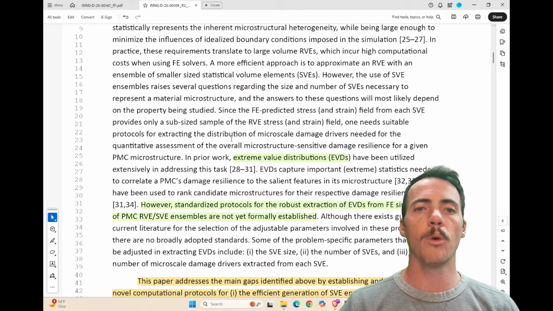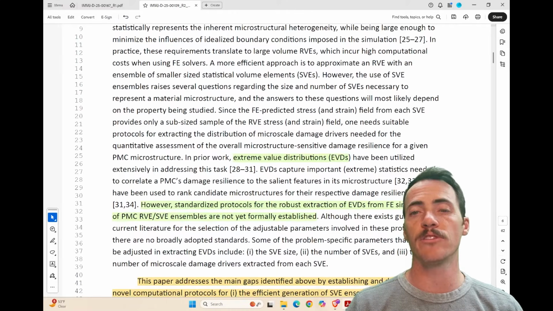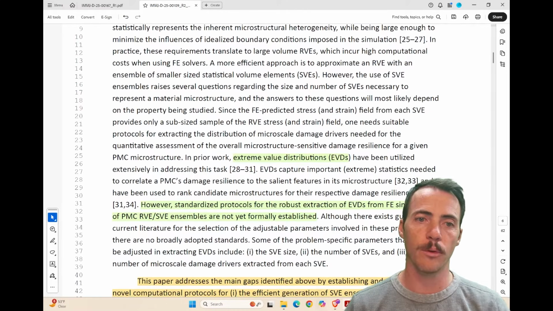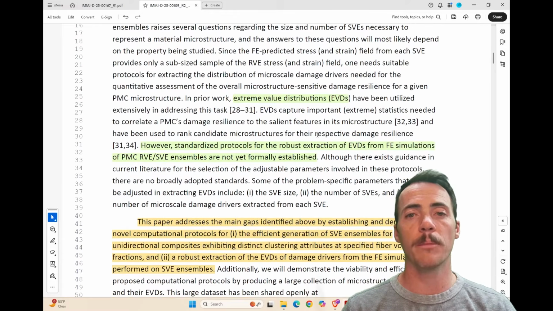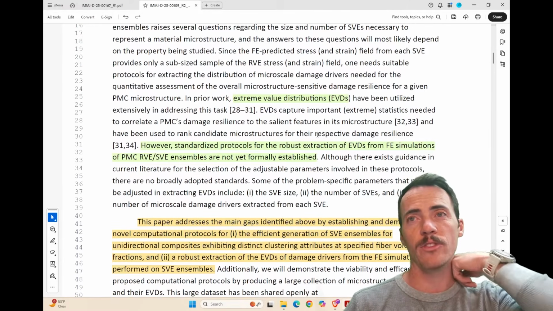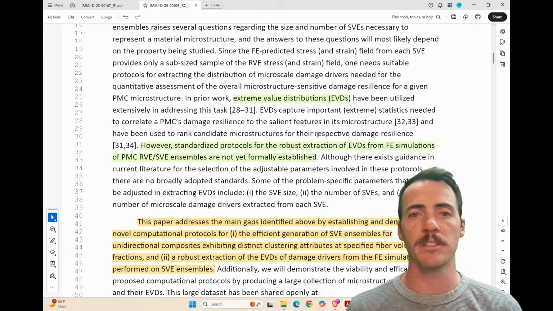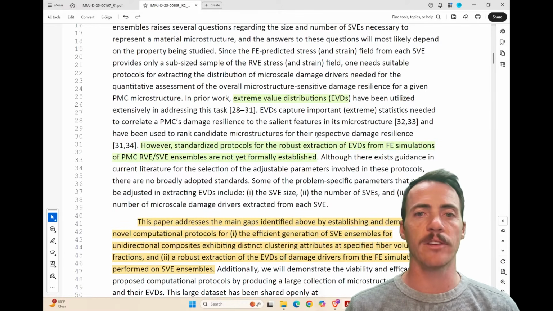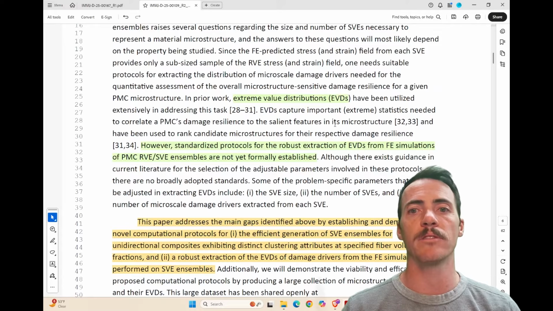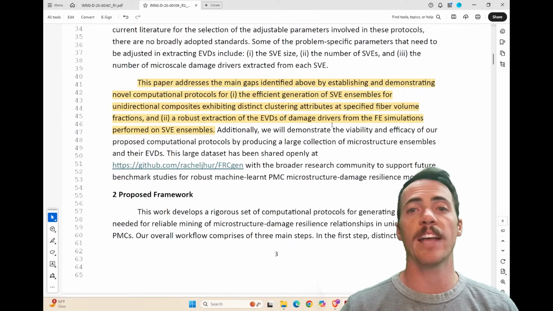Then the second set of challenges was the parameterization, and there's been lots of approaches in that as well. One they point out is the extreme value distributions, EVDs, that have been done before. And while these are very promising, one challenge that they have is that there's not standardized protocols for extracting these EVDs from finite element simulations. And without that standardization, it's hard to build up a database to train from on that. So that's what they're going to address.